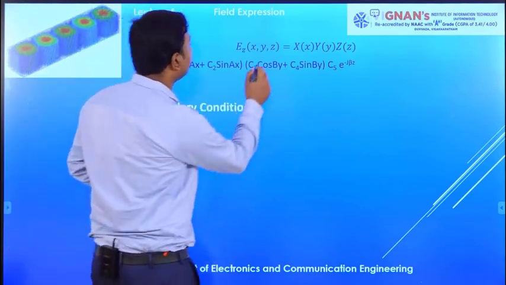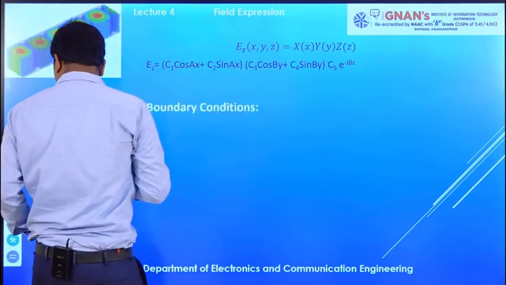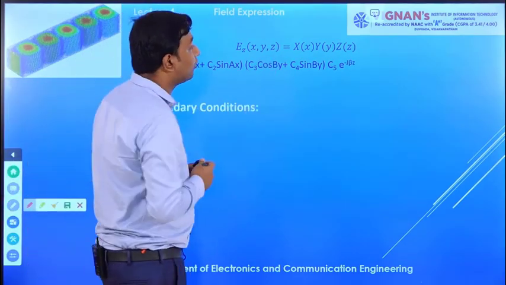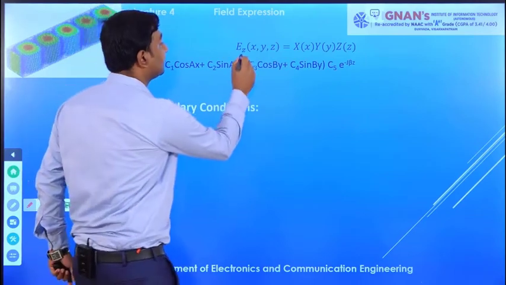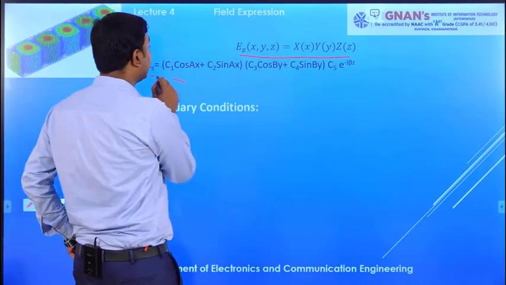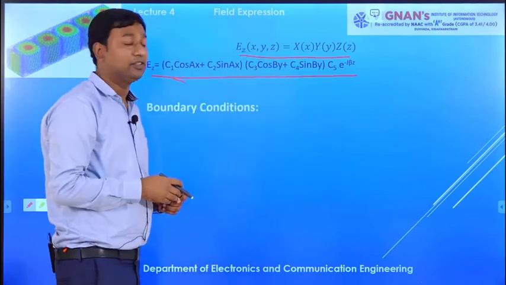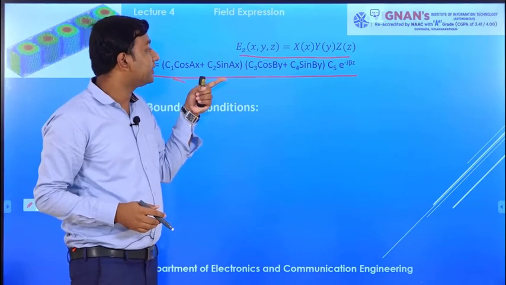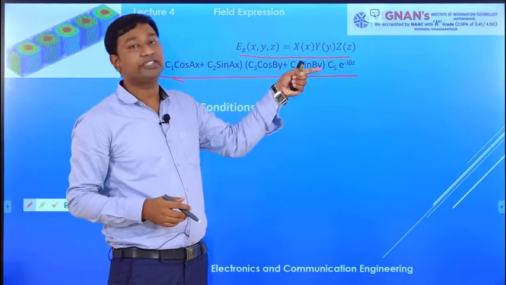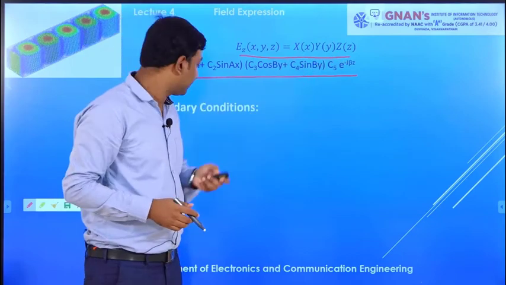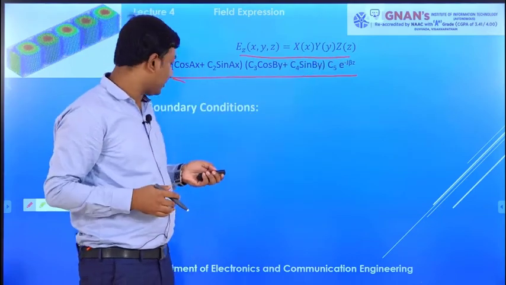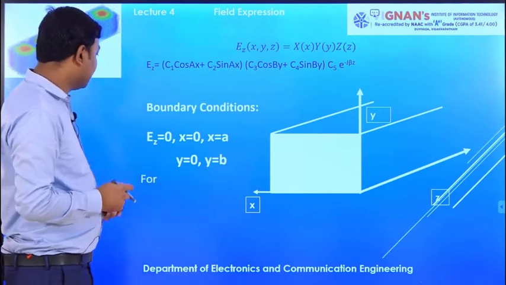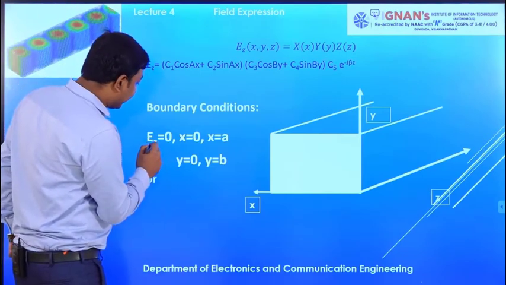So first we will write the equation, Ez equal to X of x, Y of y and Z of z. Then we put in the equations from the earlier slide. We get Ez equal to c1 cos ax plus c2 sin ax, plus c3 cos by plus c4 sin by, into c5 e to the power minus j beta z. Now we are applying the boundary condition.